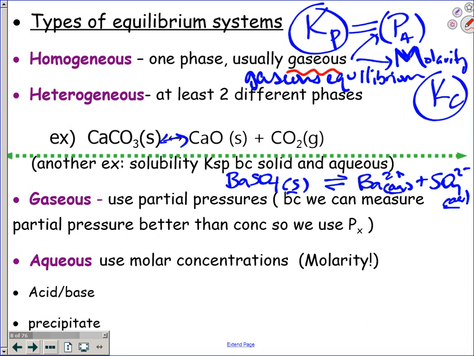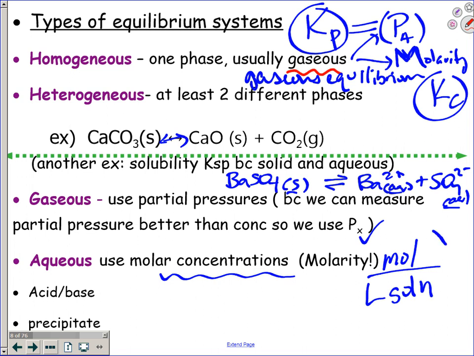Okay, so we kind of already talked about this. Gaseous, a lot of times we'll use partial pressures. We'll review that again shortly. And if they're aqueous, that's the only time we would have molar concentrations. Because what is molarity again, units-wise? Moles per liter of solution. We do not use molarity unless it's an aqueous solution because that's the only time we have a liter of liquid to throw stuff in.